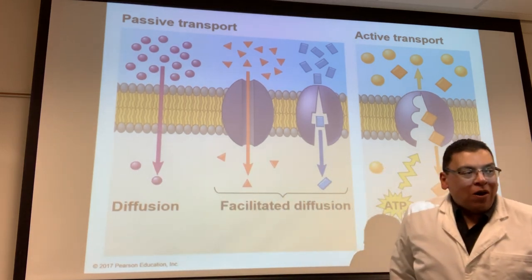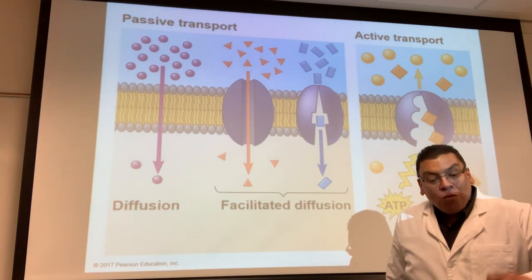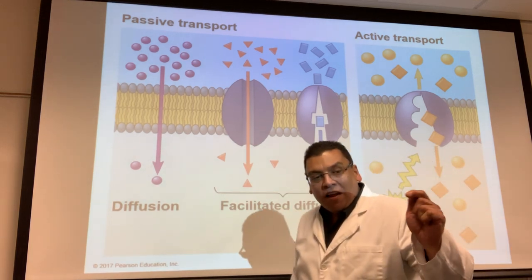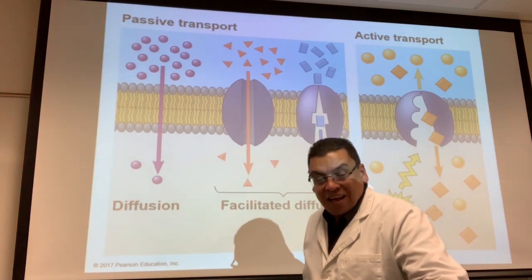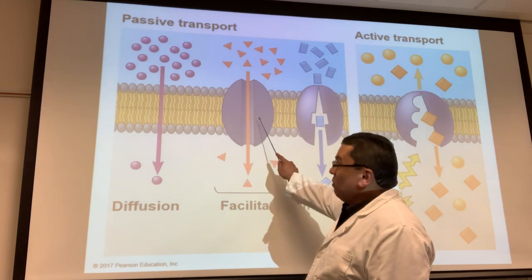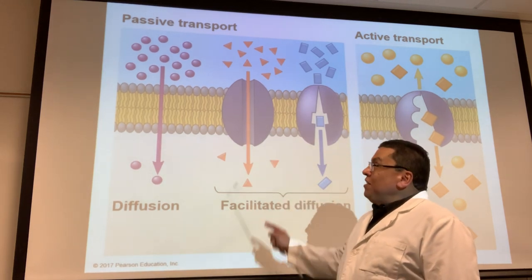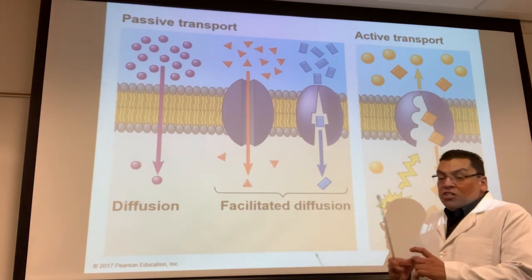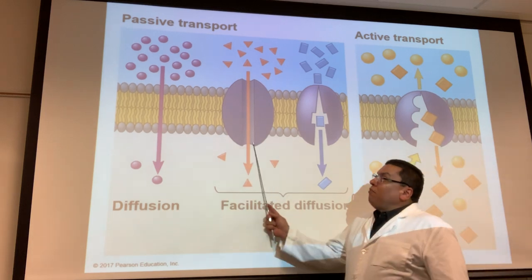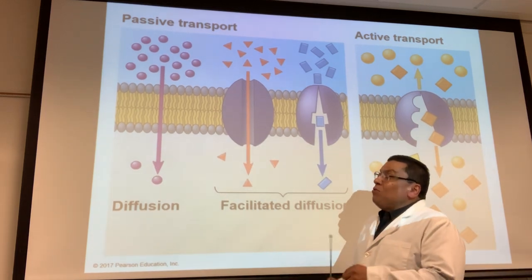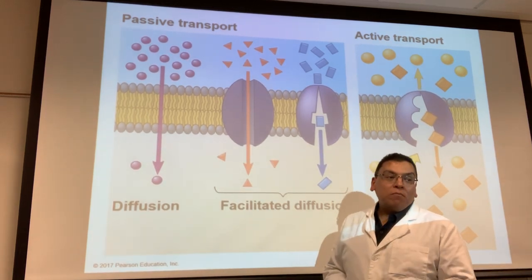Well, what if you don't know how to swim? Well, you better, and you want to go to the other side. Well, you better get on a boat, right? Otherwise, you'll drown. That's this one. So this membrane protein creates a channel. It literally creates a channel that allows ions to go through.